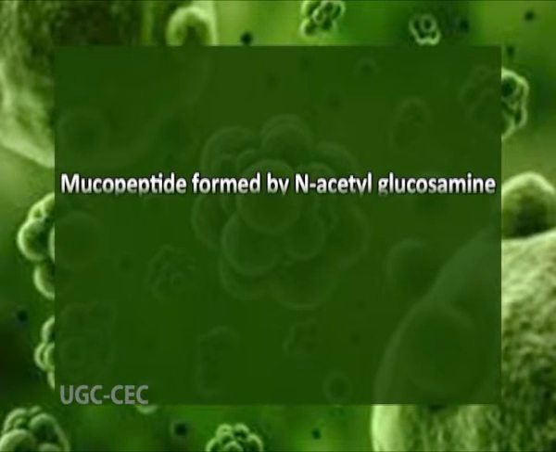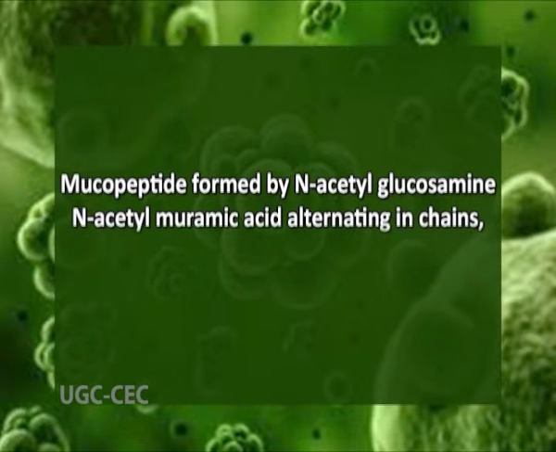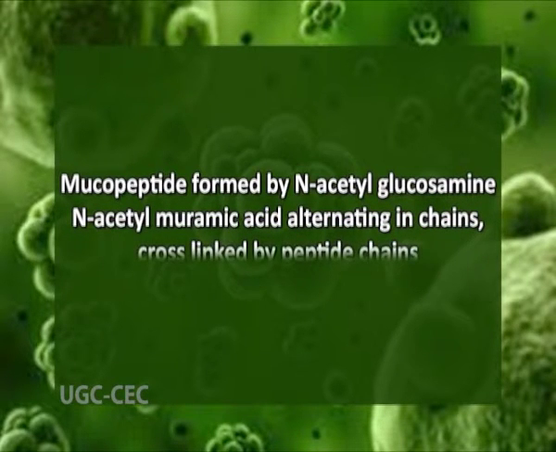mucopeptide or murein, formed by N-acetyl glucosamine and N-acetyl muramic acid, alternating in chains, cross-linked by peptide chains. Embedded in it are polyalcohols called teichoic acids. Some are linked to lipids and are called lipoteichoic acids. Lipoteichoic acid links peptidoglycan to the cytoplasmic membrane, and the peptidoglycan gives rigidity.